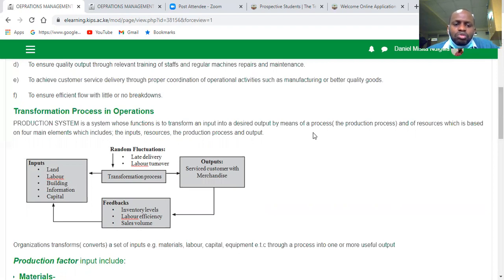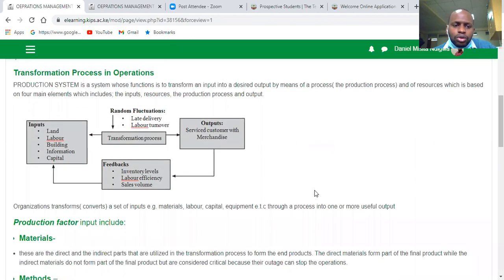Then we also have the transformation process. The transformation process basically is the conversion process. And some of the things that affect the transformation process are late delivery of inventory and labor turnover. Then we also have output as another component, and these are the final products that go to the customer. Therefore, the organization must be able to ensure they embrace better service delivery to customers by availing the materials that are required as finished products to the customers.